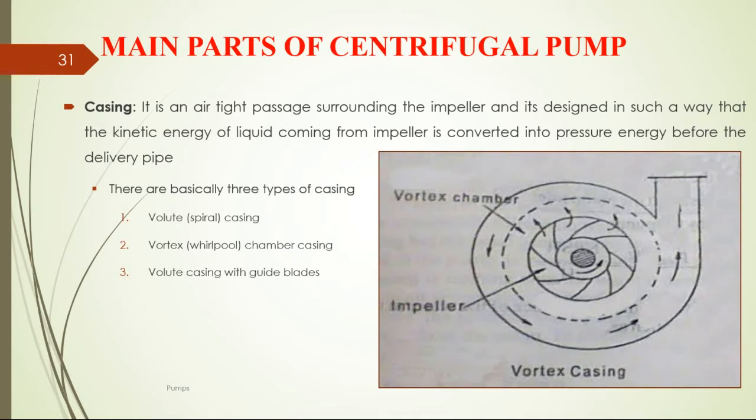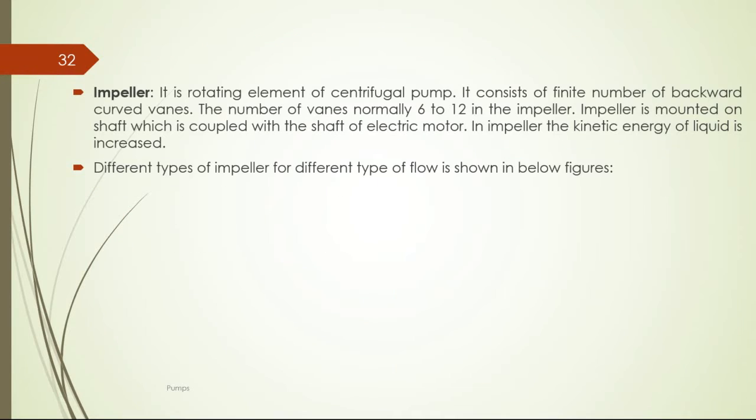It is an airtight passage surrounding the impeller, and it is designed in such a way that the kinetic energy of the liquid coming from the impeller is converted into pressure energy before the delivery pipe. There are basically three types of casing. One is volute casing, the second one is vortex chamber casing, and the third one is volute casing with guide blades.